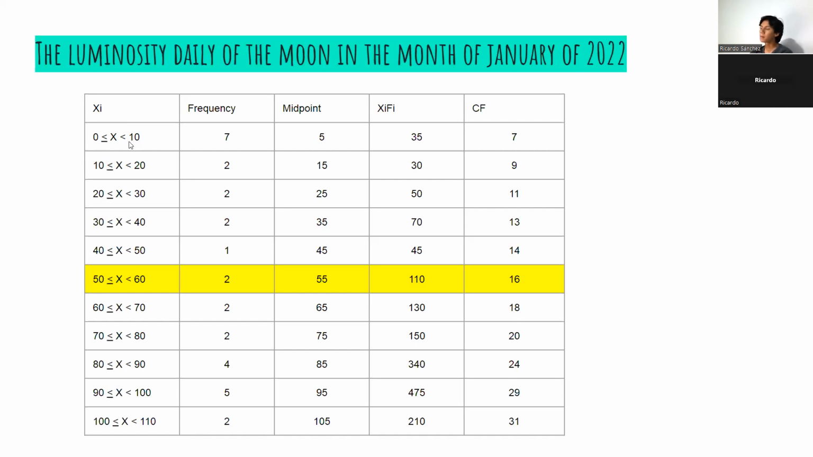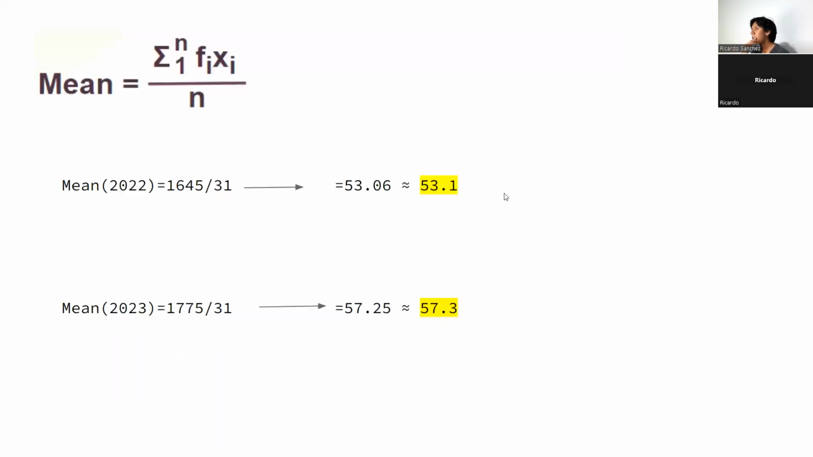I separated by group of 10 to be more specific and clear with my values. With exactly the same, we saw how much values are between 0 and 10 and we put it here in focus. Then to have the mean, it's like the same formula but changed a little bit.